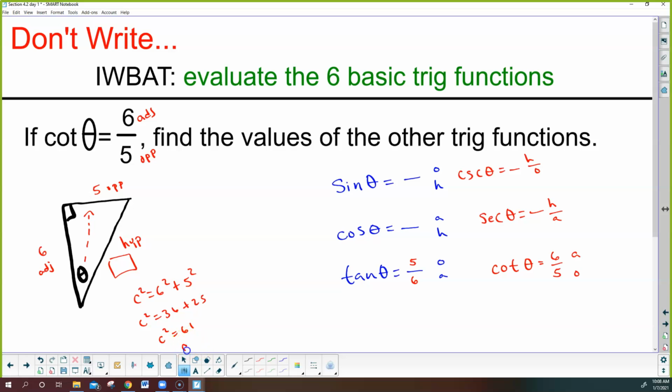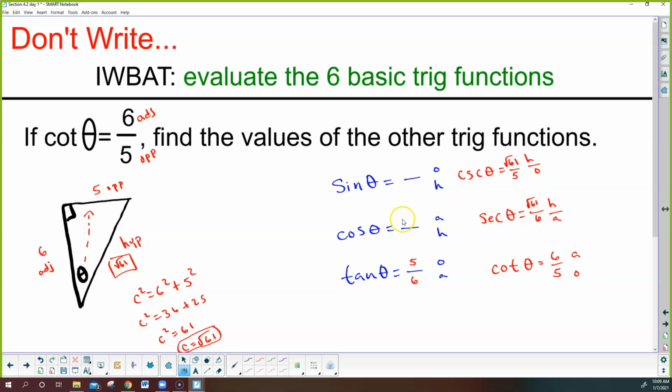We get 61, and c equals the square root of 61. I don't think 61 reduces down, so I'm just going to leave it as the square root of 61. And then I can set up all the ratios. Since the hypotenuse is under the square root, I know these ones over here are going to be really quick. Hypotenuse over opposite, so that's square root of 61 over 5. Hypotenuse over adjacent, that's square root of 61 over 6.